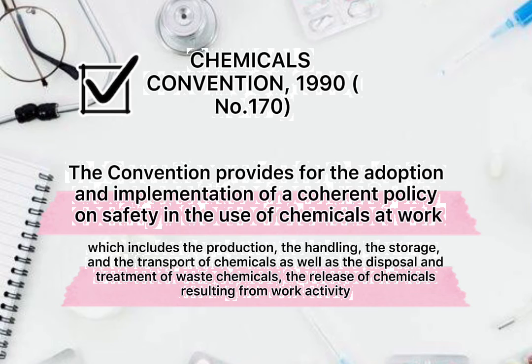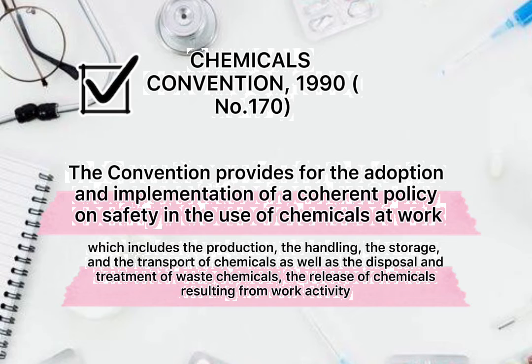Chemical Convention. The convention provides for the adoption and implementation of a coherent policy on safety in the use of chemicals at work, which include the production, the handling, the storage, and the transport of chemicals as well as the disposal and treatment of waste chemicals. The release of chemicals resulting from work activity and the maintenance, repair and cleaning of equipment and containers of chemicals. In addition, it allocates specific responsibility to suppliers and exporting states.